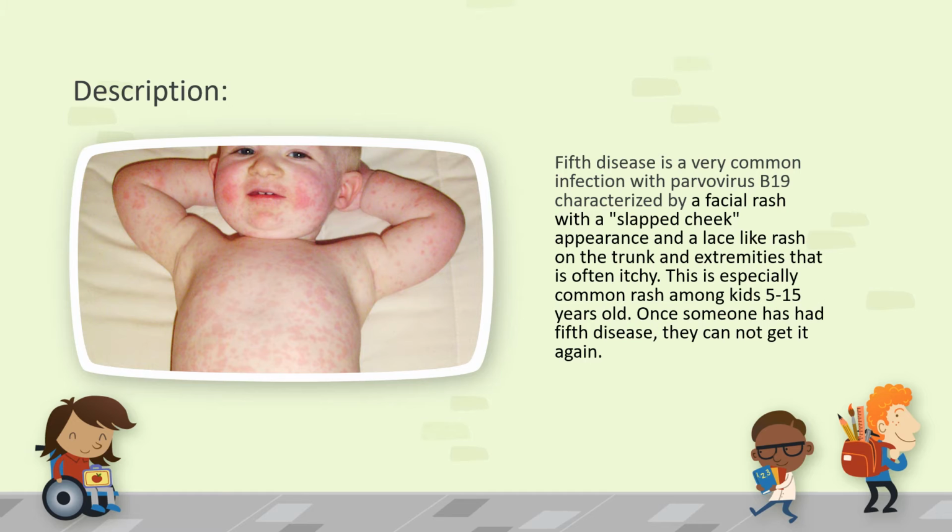It is characterized by a facial rash with a slapped cheek appearance and a lace-like rash on the trunk and extremities that is often itchy. It is an especially common rash among kids 5 to 15 years old. Once someone has had fifth disease, they cannot get it again.